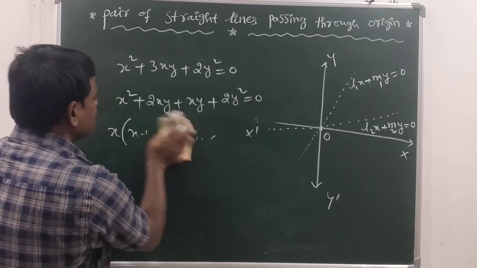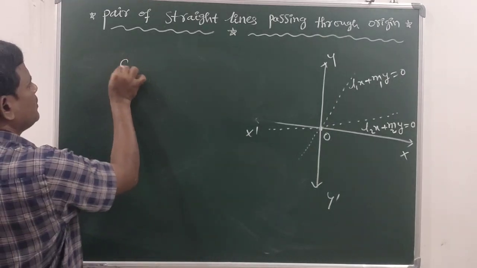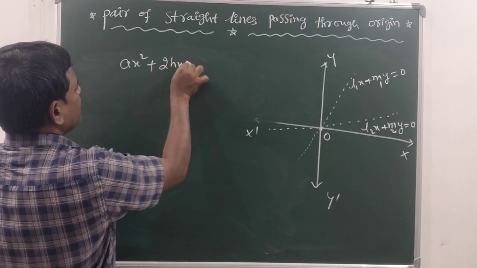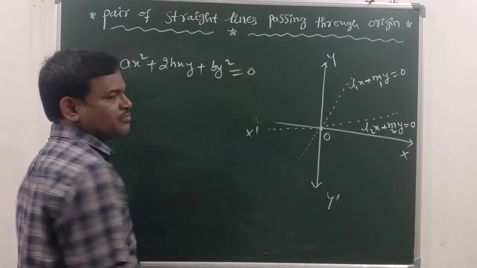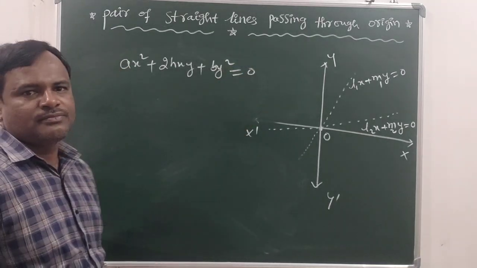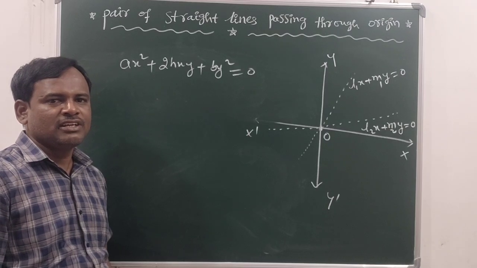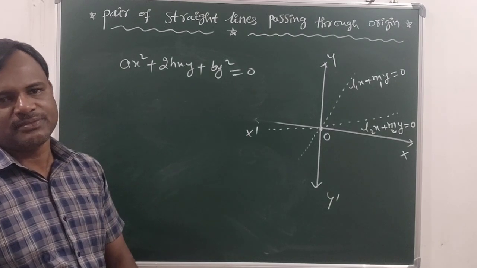Sometimes this factorization is so difficult. In such case you can use this formula. See here, ax square plus 2hxy plus by square is equal to 0. This is the equation of pair of straight lines which pass through origin. Then find those two line equations.